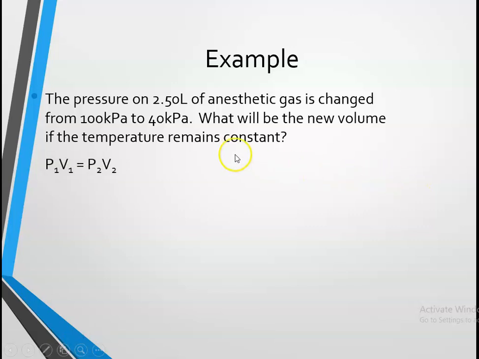So again, we have a volume here, and we have a pressure. The pressure is going down, so because this is inverse proportion, we would expect as the pressure goes down, the volume to go up. So then we substitute our values. We have the 100 kilopascals for pressure 1. Volume 1 is 2.5 liters. What will be the new volume? So again, we're solving for V2, and we have that new pressure of 40 kilopascals.